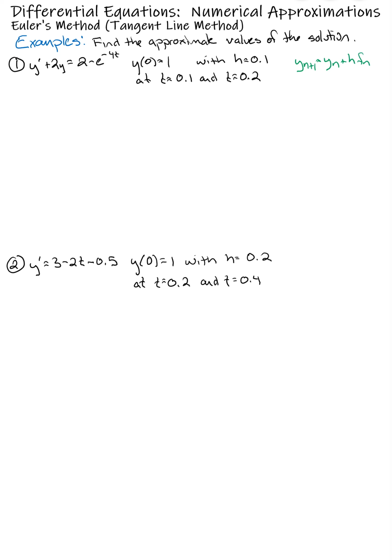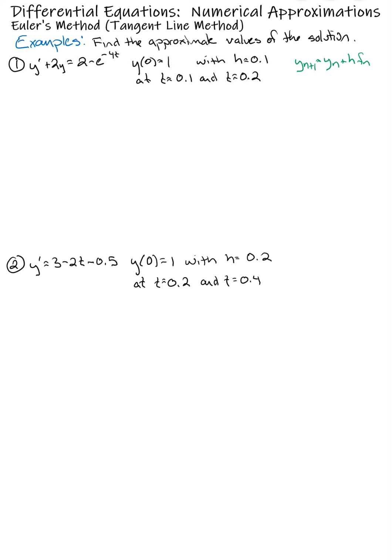Okay, so let's see. Example number 1. We have y prime plus 2y is equal to 2 minus e to the negative 4t with the initial condition y of 0 is equal to 1. Our step h is equal to 1/10, and we want to find approximate solutions at t equal to 1/10 and t equal to 2/10. I want you to notice that this is a first order linear equation and it actually is solvable. So rather than finding approximate solutions, we could find exact solutions. Right, but how do we begin?